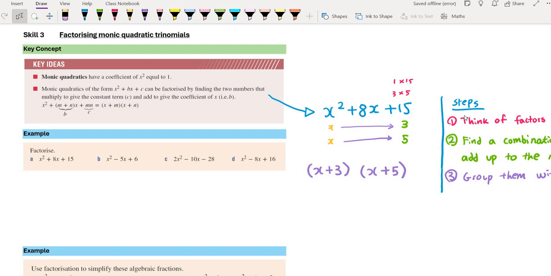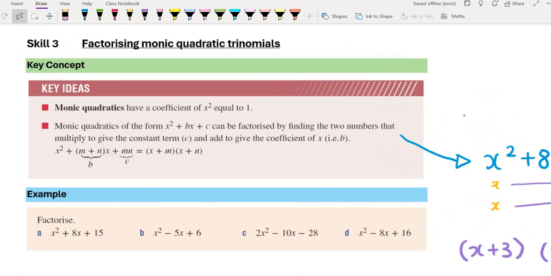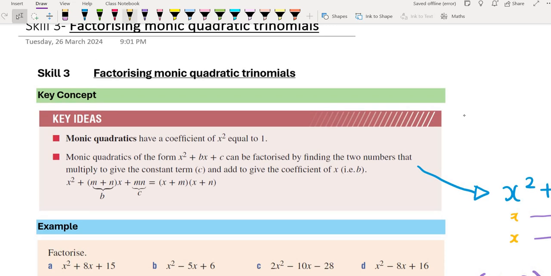This lesson we're looking at factorizing monic quadratic trinomials. Now there's a couple of new words here, starting with monic. Monic means that we have a coefficient of x squared equal to 1, meaning the number that's in front of the term that has the x squared has to be 1. So we don't want anything there in front of the x squared except for 1. So that's what monic means.